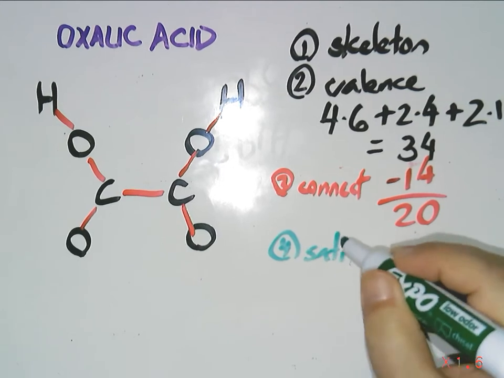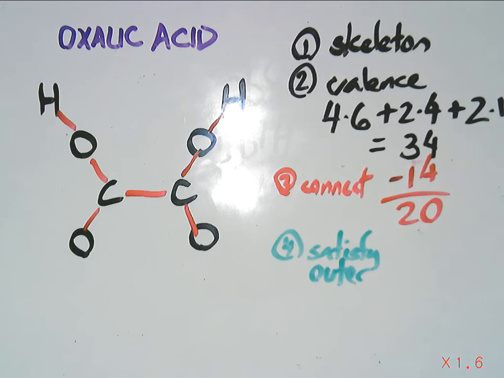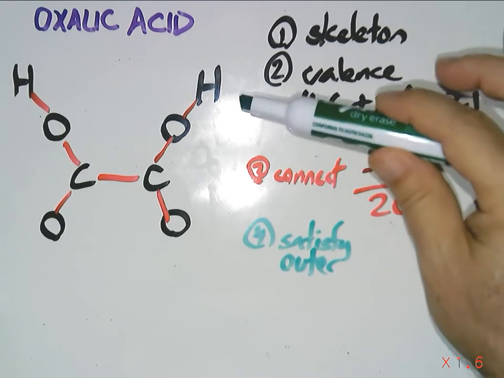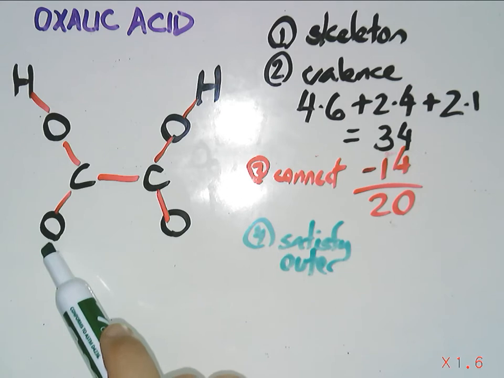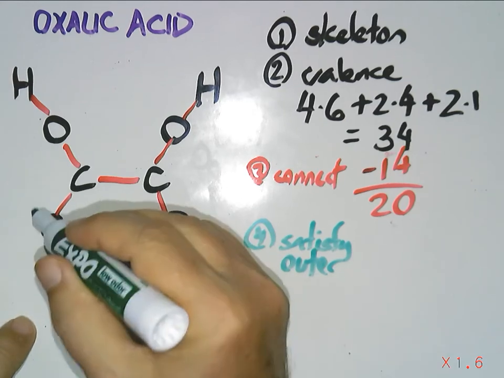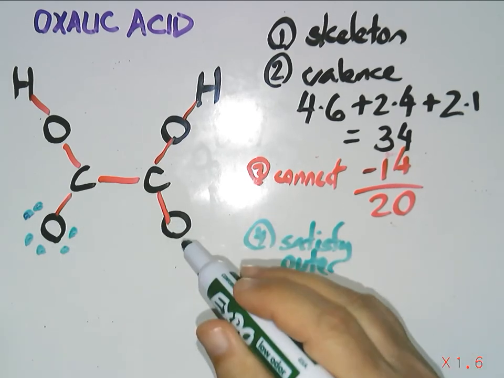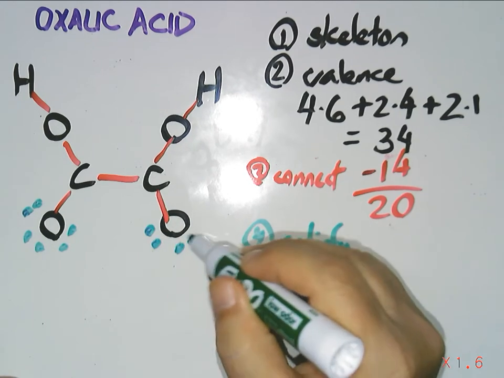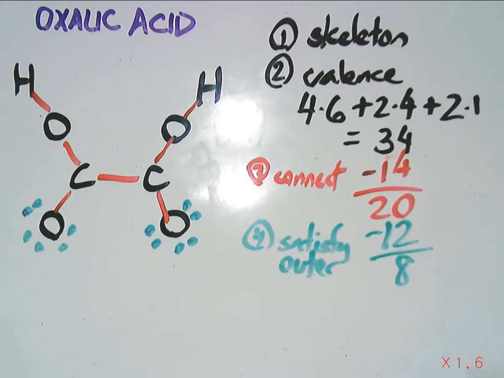Satisfy the outers. Things on the outside of the structure. Okay, the hydrogen is happy just the way it is. It only wants 2. So that one's done. This oxygen wants to have an octet, so it needs 6 more. 1, 2, 3, 4, 5, 6. This oxygen needs to have 6 more. 7, 8, 9, 10, 11, 12. So I've used up 12 in this step. I got 8 left. Okay.